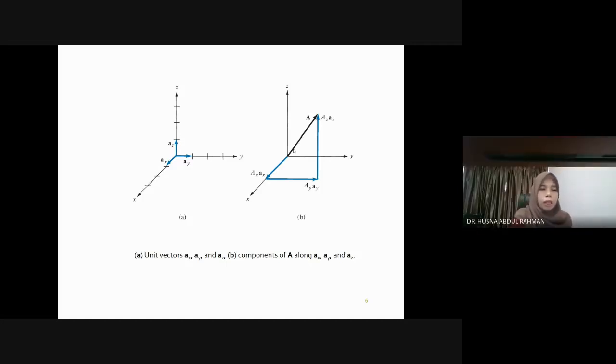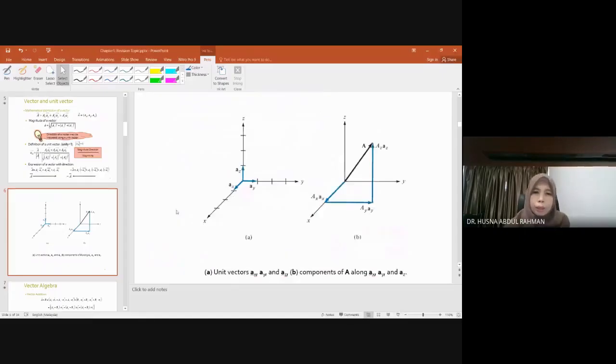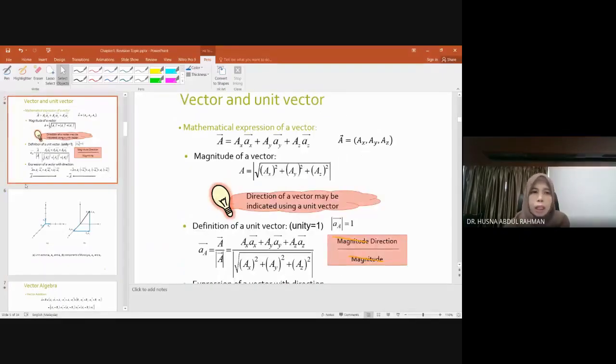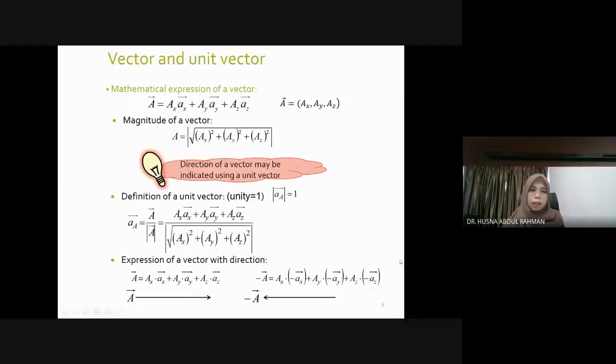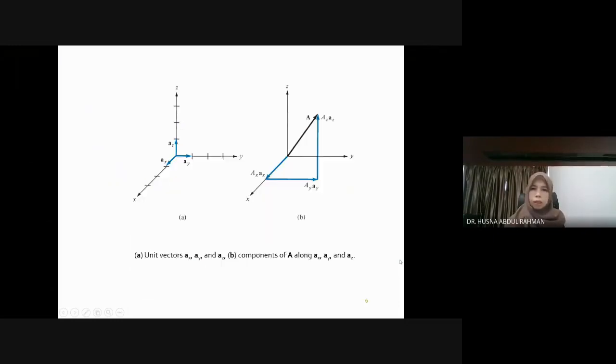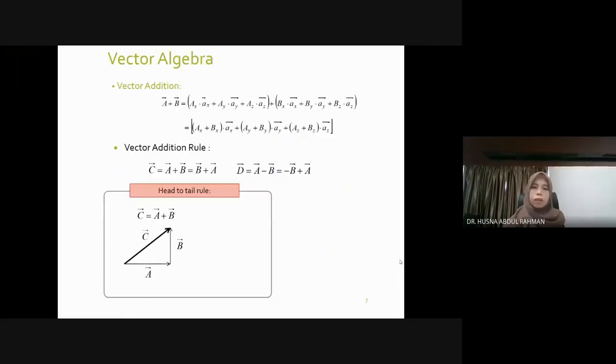When you see A with a subscript a in capital letter, that means it is a unit vector of vector A. Meaning, the magnitude is always 1, but the direction is along vector A. So that is what we mean by unit vector along A. Okay, what else? This one, addition.